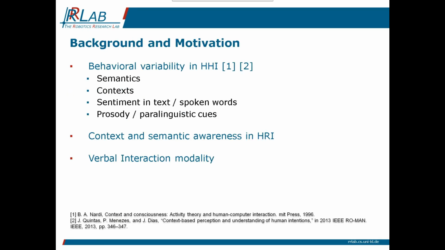Behavioral variability in human-human interaction is influenced by a lot of factors. For example, the semantics of the interlocutor's speech, the context around a conversation, the sentiment, prosody, or even the paralinguistic cues inherent in the spoken words or in the text. This work incorporates contextual as well as semantic awareness for human-robot interaction. This also paves the way for a verbal interaction modality with our existing vision-based non-verbal interaction system.